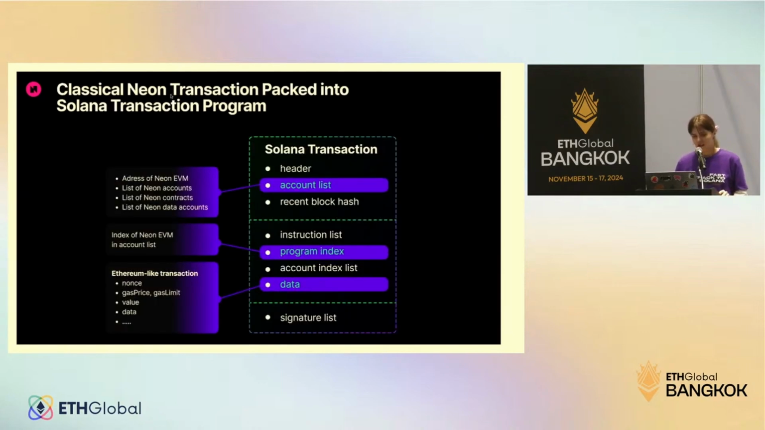So this is how a Neon transaction is packed into a Solana transaction program. We have an account list, and we utilize it to store a list of Neon accounts. Then in the program index, we store the index of the Neon EVM program. And then in the data field, we store all of the Ethereum-like transaction data, like nonce, gas price, gas limit, value, and data.